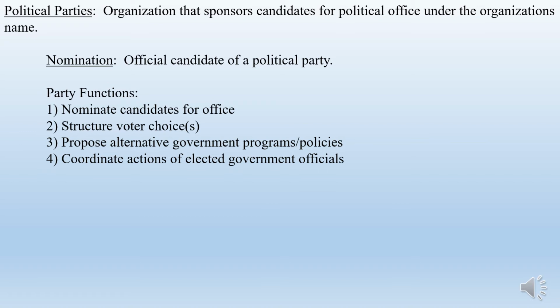Another thing we're going to explore over the next 2 weeks are political parties. Now, what is a political party? Well, political parties are organizations that sponsor candidates for a political office, and they do so under their organization's name. So the Democratic Party is an organization, the Republican Party is an organization, and there are members of those parties that then are sponsored as candidates for political offices. So, for example, the incumbent president, Donald J. Trump, is a member of the Republican Party, and the Republican Party is sponsoring him as their nominee for President of the United States in 2020.